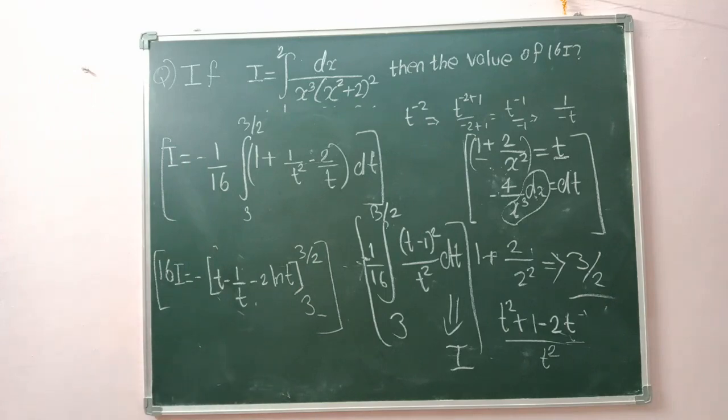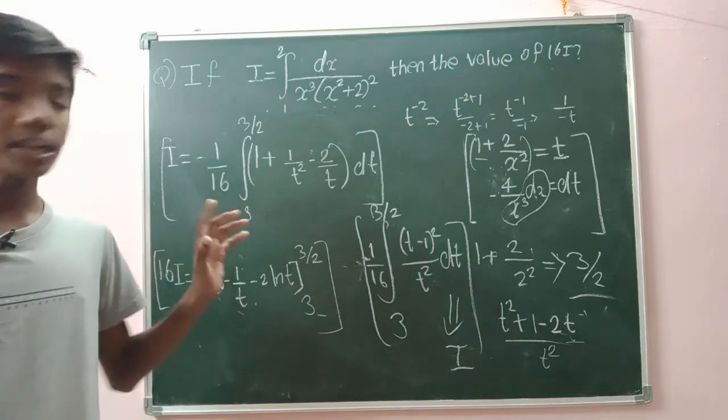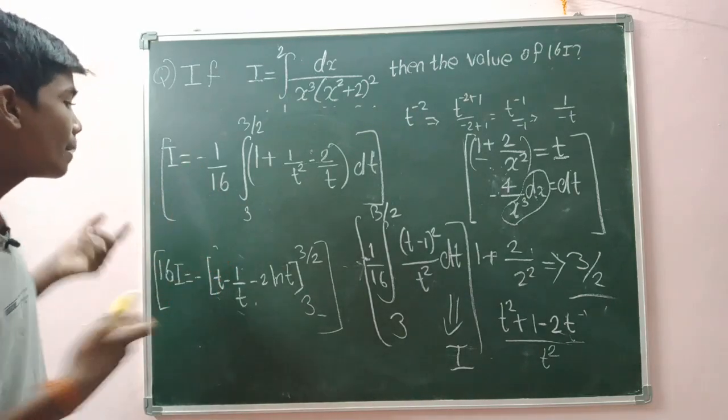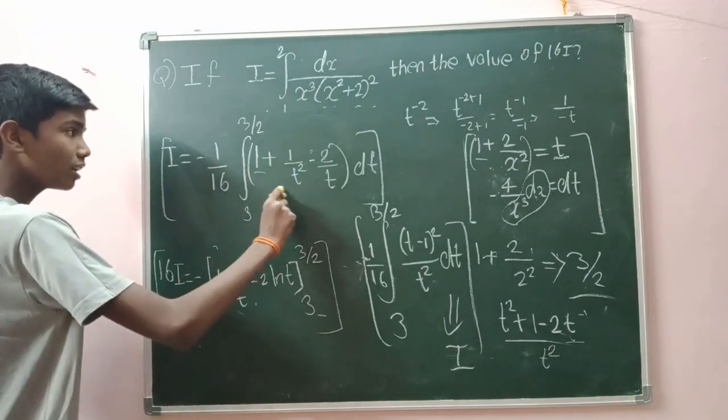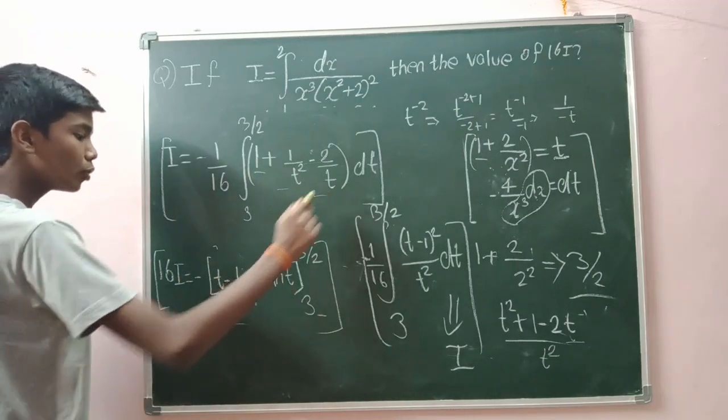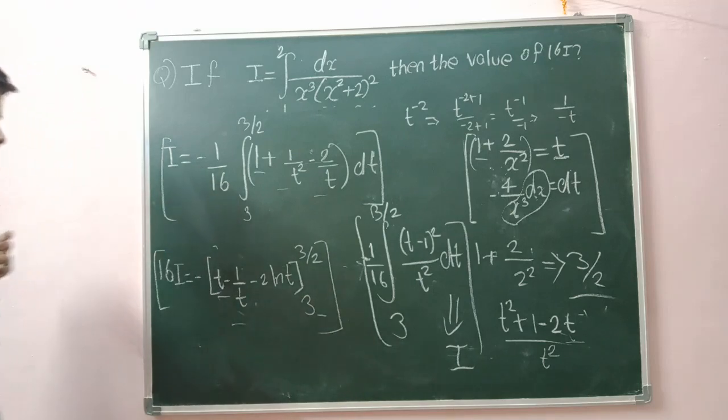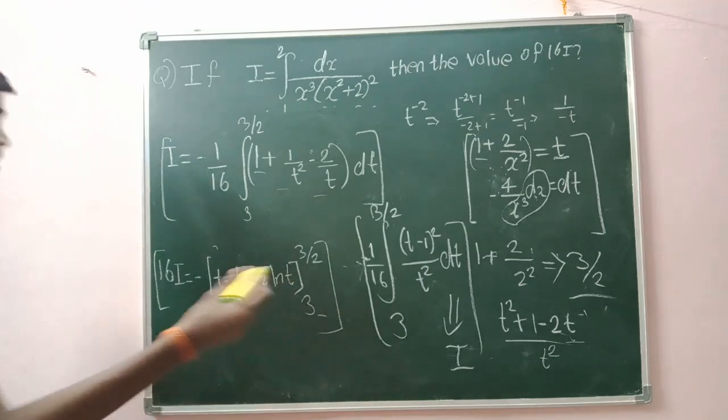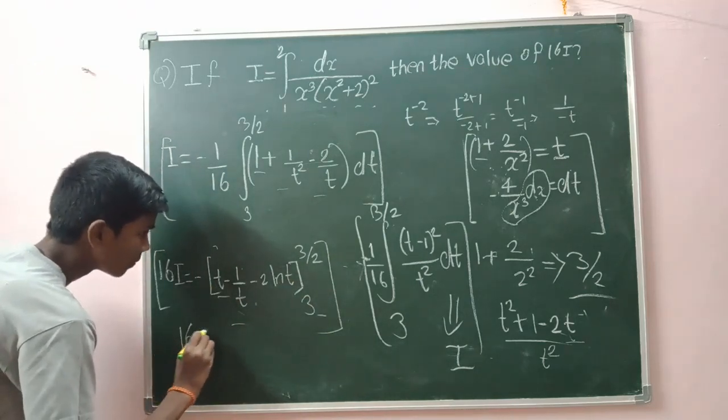So the integral of 1 by t square is minus 1 by t. Now, guys, I hope you understand what I am trying to say here. Basically, the integral of 1 is t, the integral of 1 by t square is minus 1 by t, and the integral of 2 by t is minus 2 ln t. That's all I'm doing here. And now just put in the values of the limits.